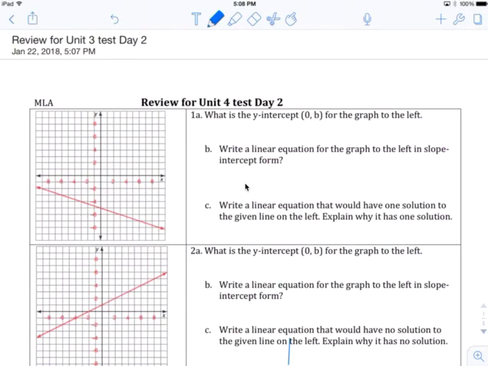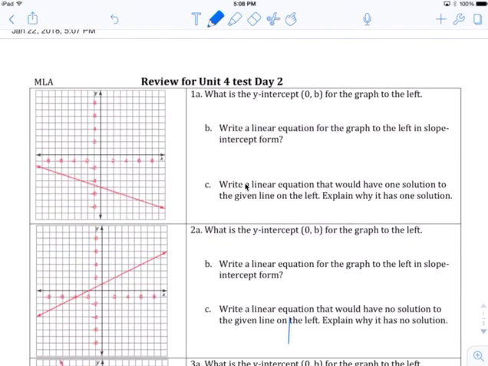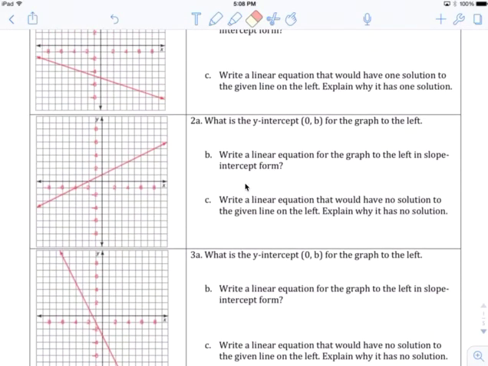Okay, the test is tomorrow. You'll have a question like this on the test, so I gave you 3 practice problems to do.